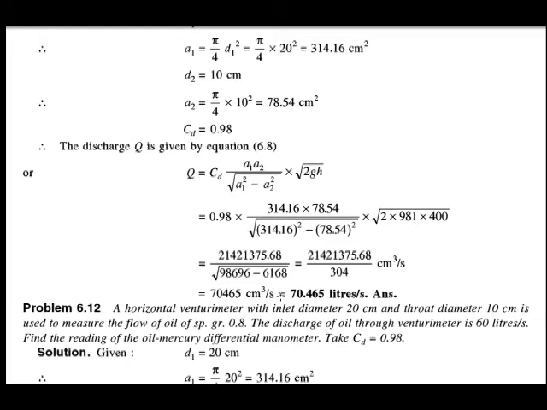The unit for the discharge is always centimeter cube per second or liter per second. Okay, so convert this into liter per second, which is equal to 17.465 liter per second. So up to here we have calculated the value of discharge. Okay, so our problem is solved over here.